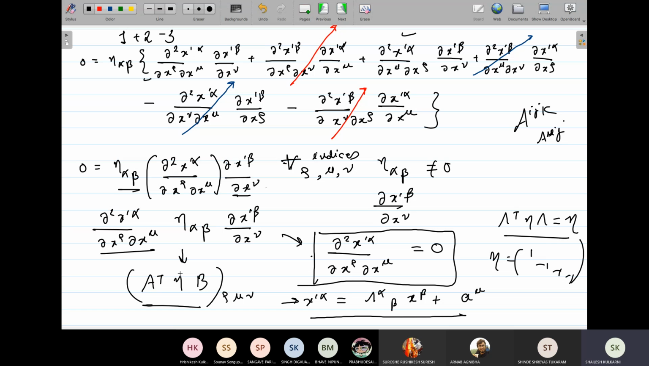It carries no physical meaning. It is a notation. This is different. This is coming from the invariance of the line element. You can say that this means this, but don't think of this as something more, this is just to simplify.